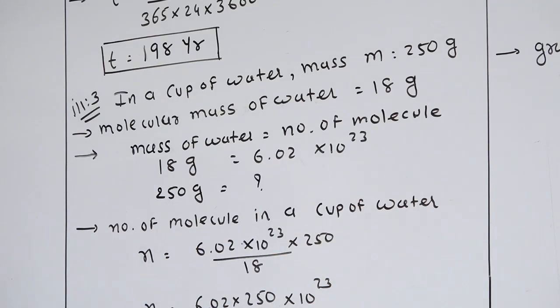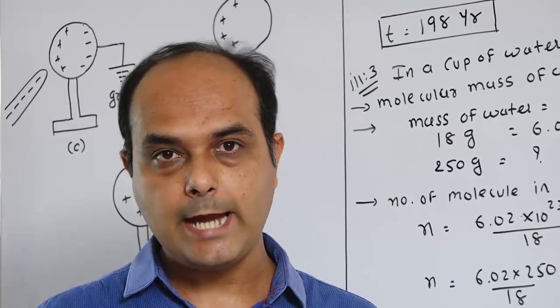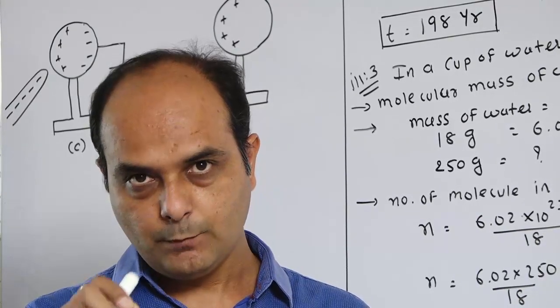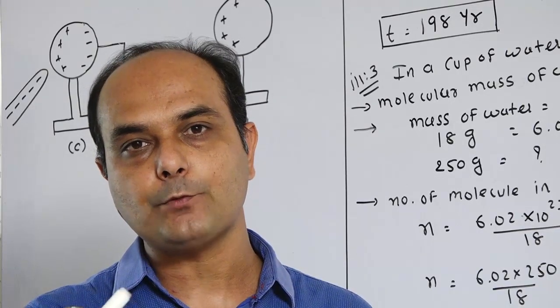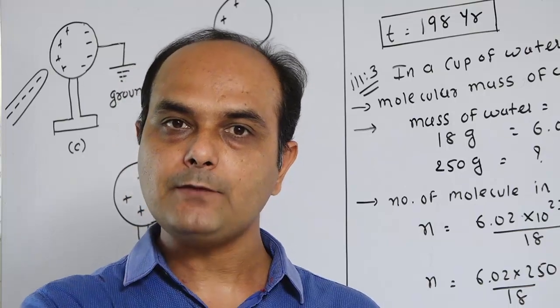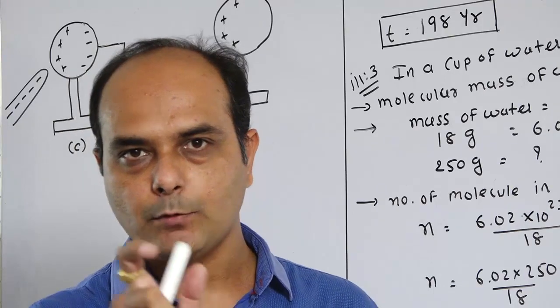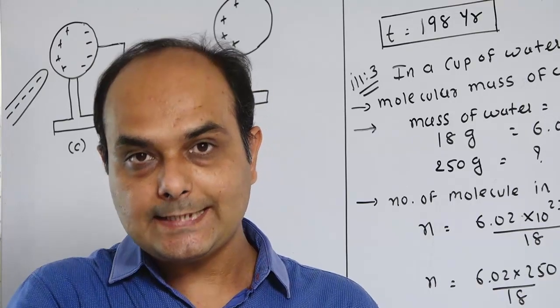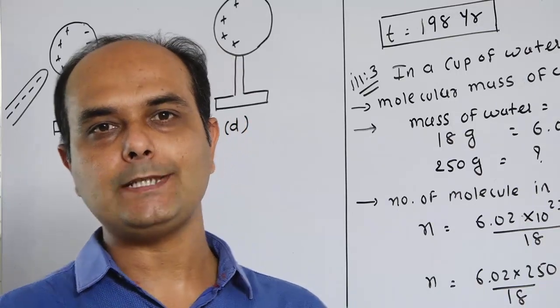Next, student, we require the total number of positive and negative charges. Again, which equation can be used? Q is equal to N e. First of all, calculate the number of molecules, and then how many protons and electrons each molecule contains. Through that way, we can calculate the total positive and negative charges in a cup of water. These two things are important to solve this example.